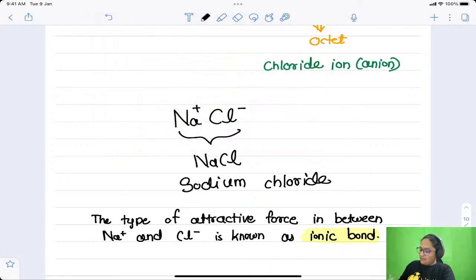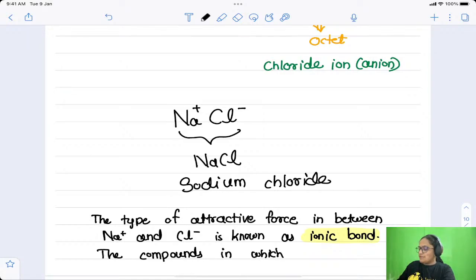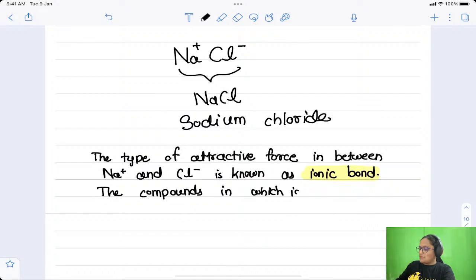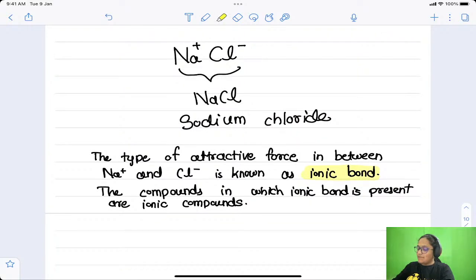And the compounds in which ionic bond is present are known as ionic compounds. Compounds in which ionic bond is present are called ionic compounds.